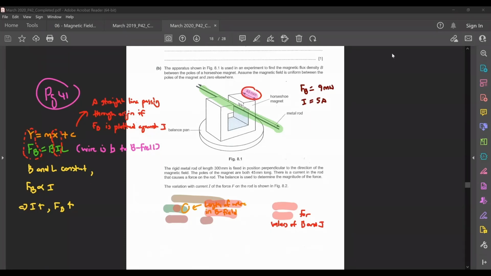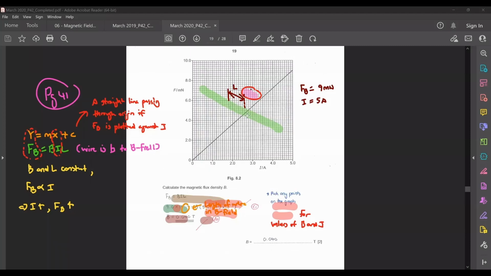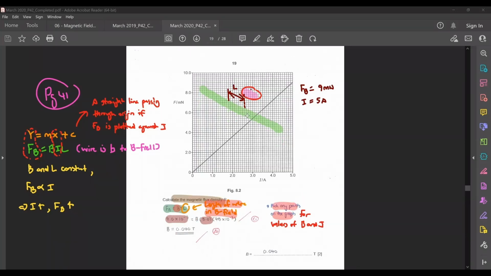Because if you look at the diagram closely, this is the length L that we want, which turns out to be 45 millimeter. So if you take that value and put it inside your equation, remember to change the 45 millimeter into meter, you multiply with 10 power minus 3. So from there, you can now get your magnetic flux density as 0.040 Tesla.